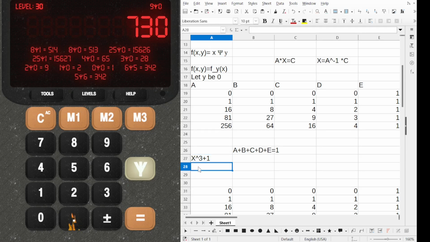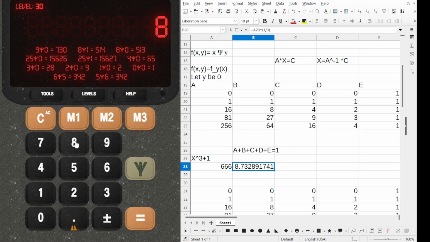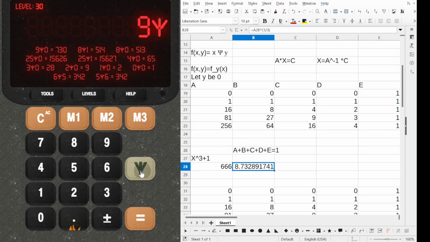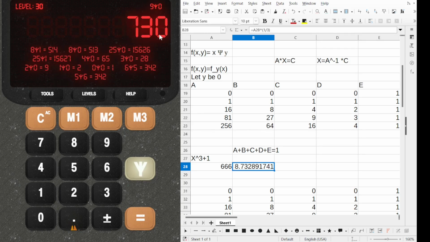And I have already checked. If you check 666 and equate this to the power of 1 divided by 3, you get this expression. Since we can't use a comma, I just checked 8 psi 0, which is 513, 9 psi 0 is 730, so we are already really close.